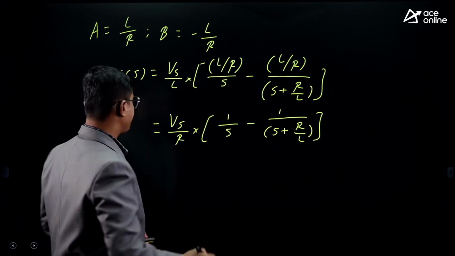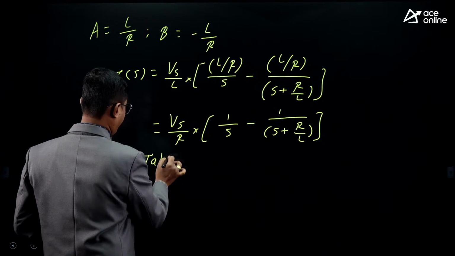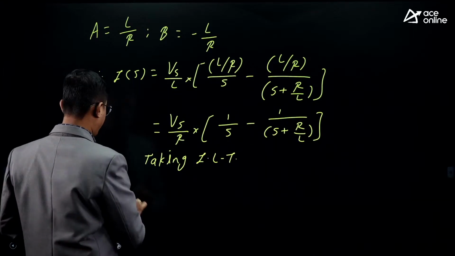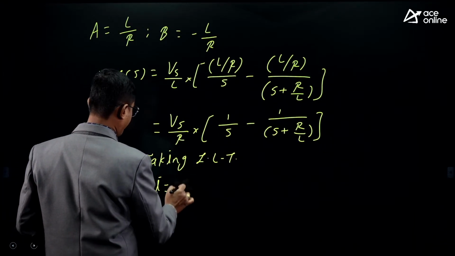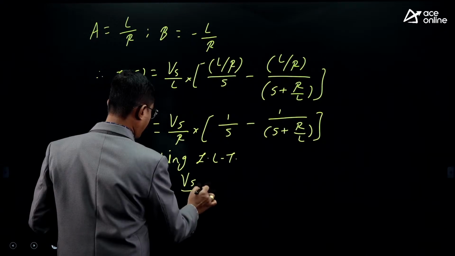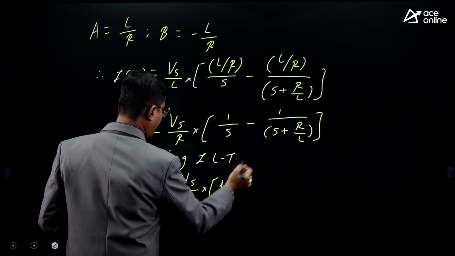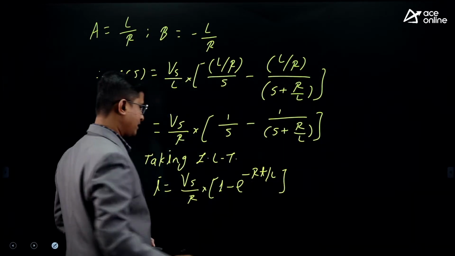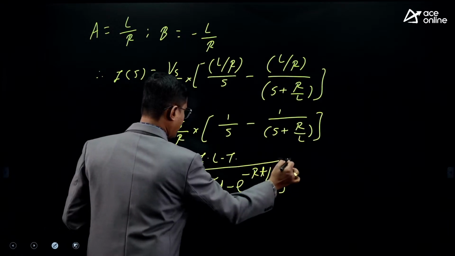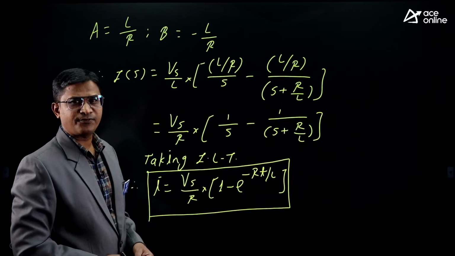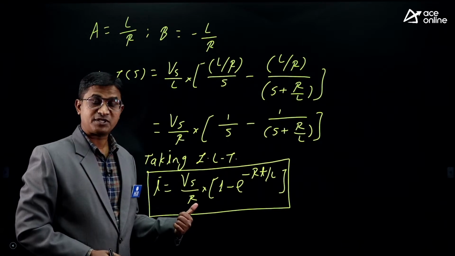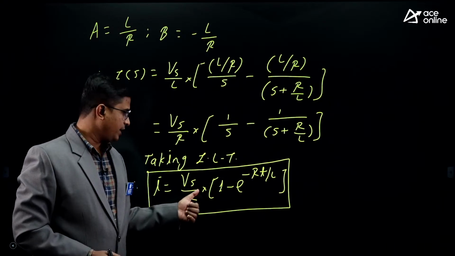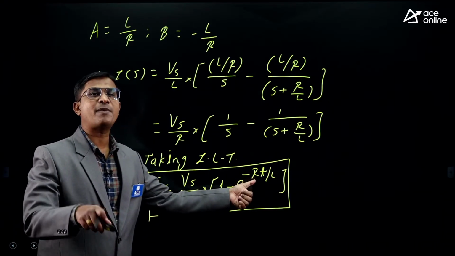Let us take the inverse Laplace transform. Taking inverse Laplace transform, we get I is equal to Vs by R into 1 minus e to the power minus RT by L. This is the expression for current in a circuit. Here, the expression of current in the circuit is Vs, the supply voltage, divided by resistance into 1 minus e to the power minus t by tau.